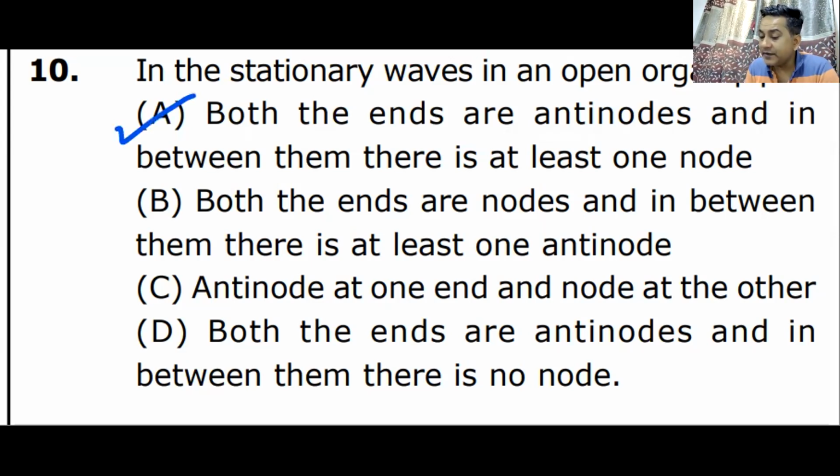In an open pipe, you will have antinodes at the ends, and in between them, there must be at least one node. Do we understand this? Yes or no? Well done.